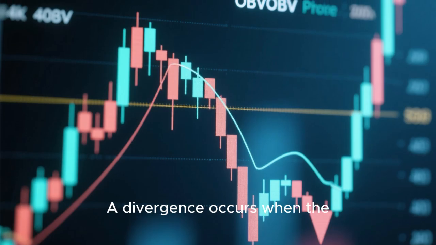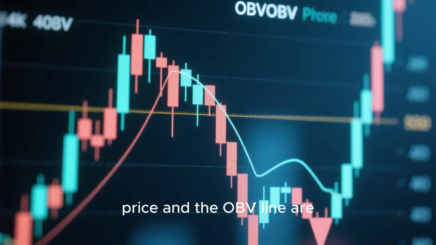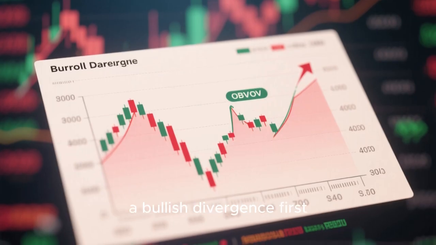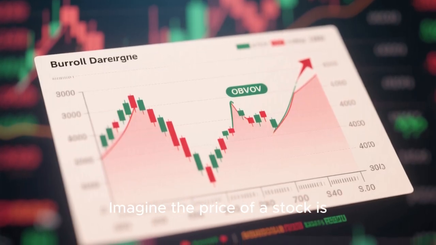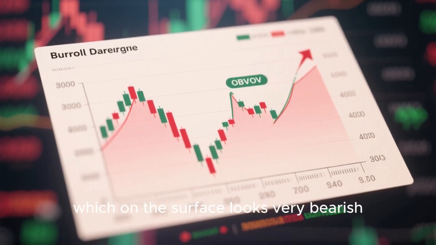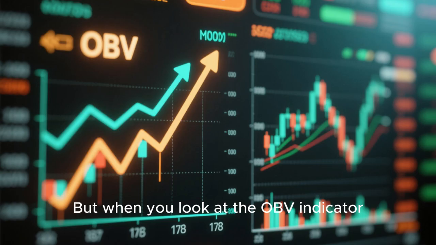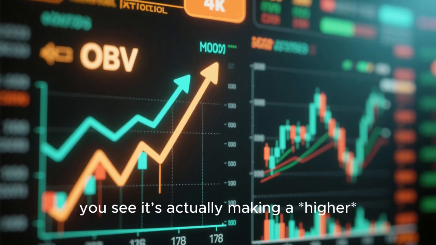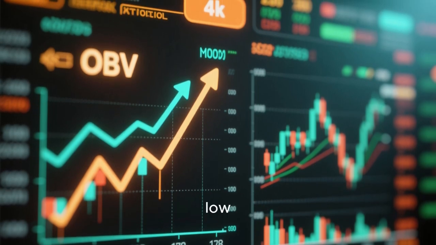A divergence occurs when the price and the OBV line are telling you two different stories. Let's talk about a bullish divergence first. Imagine the price of a stock is making a new low, which on the surface looks very bearish. But when you look at the OBV indicator, you see it's actually making a *higher* low.